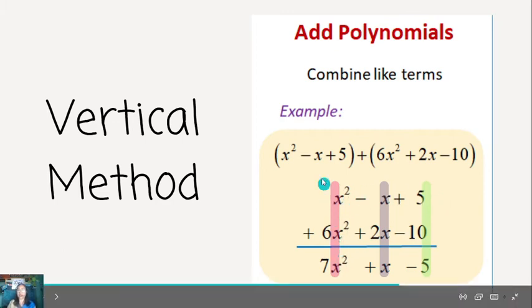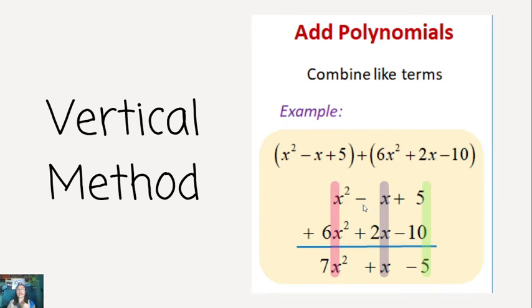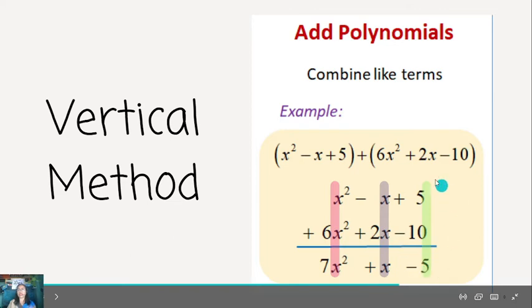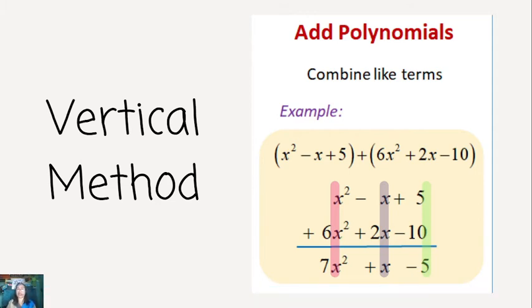So x squared, we have 1 and 6 becomes 7x squared. Negative 1 plus 2 is positive 1. When you get different signs, you get the difference. Di ba? Pag magkaiba, you always take a look at which one is bigger. If they are equal, then it will not be counted anymore. So positive 5 and negative 10 becomes... What's the difference between positive 5 and negative 10? I've already shown you how it is done when you have integers before, no?